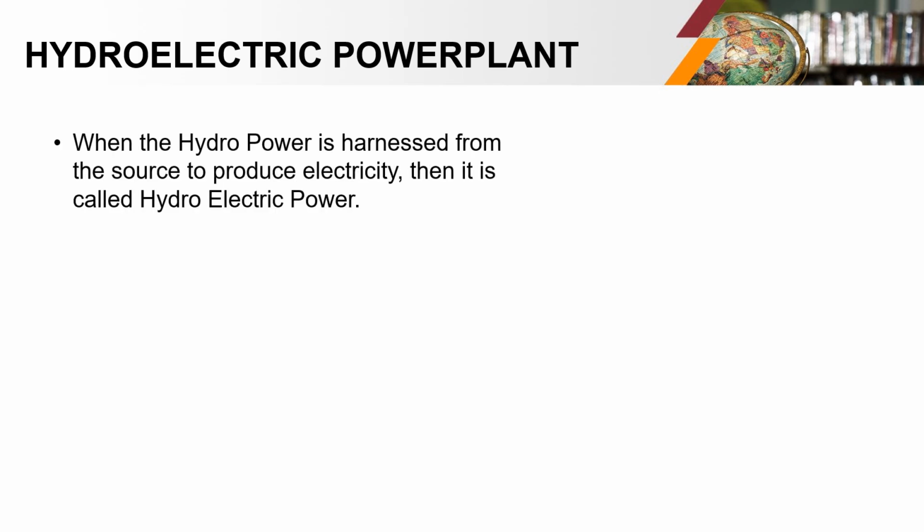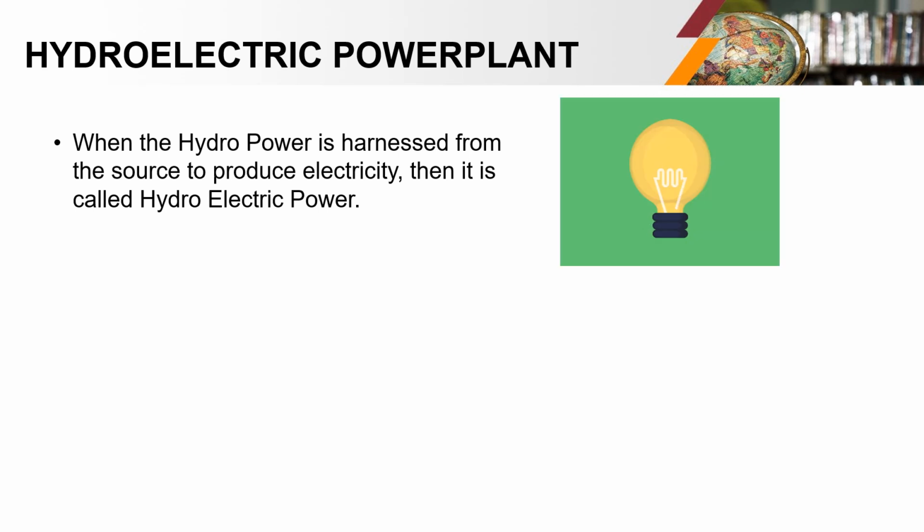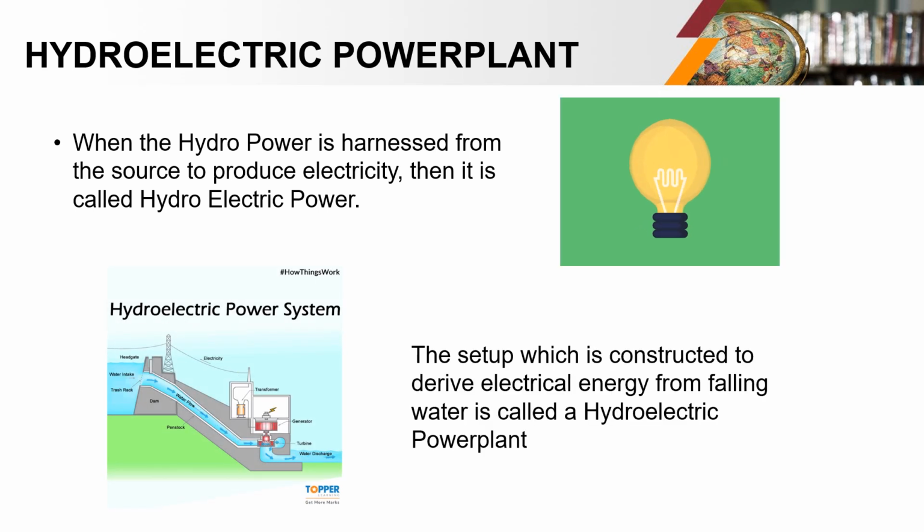Sabi natin kanina, pag sinabi natin electricity or power coming from a flowing liquid, which is water, yun yung tinatawag nating hydroelectric power. And yung hydroelectric power plant natin, siya yung setup na kinoconstruct natin to derive electrical energy from falling water. So our power plants have different components. Makikita nyo yan dyan sa image natin, and one by one, we will be discussing those later on as we go on with the topic.